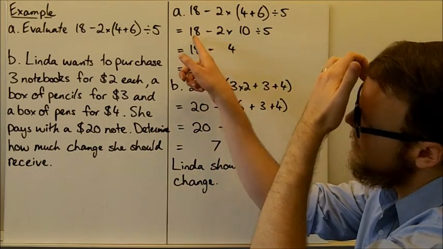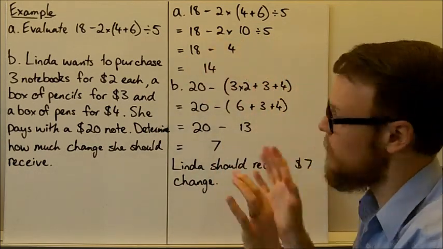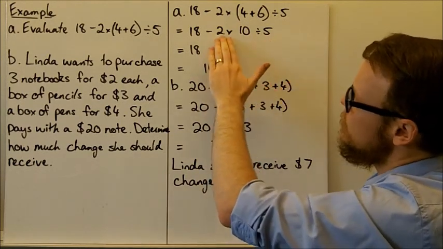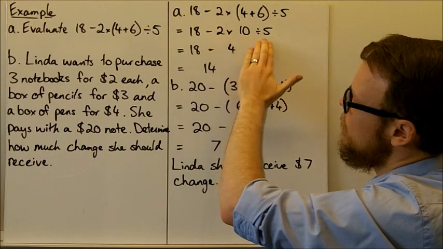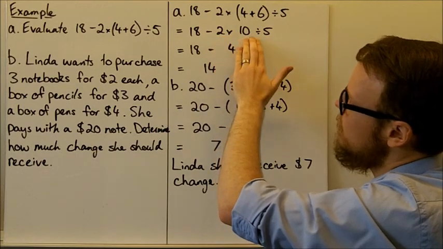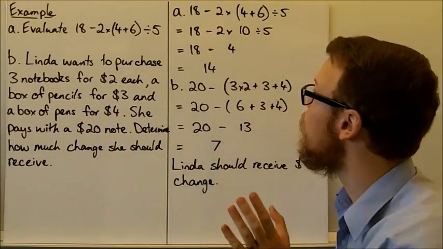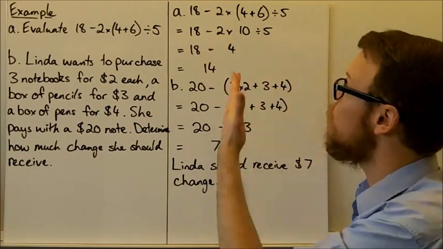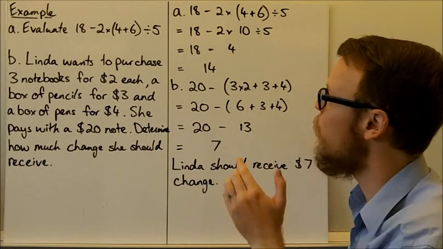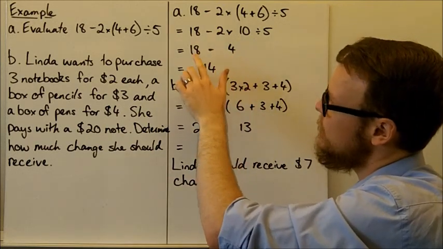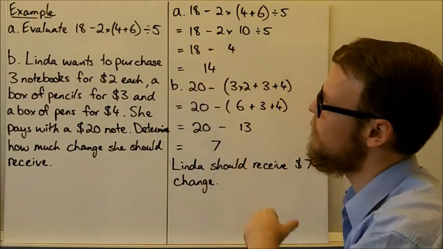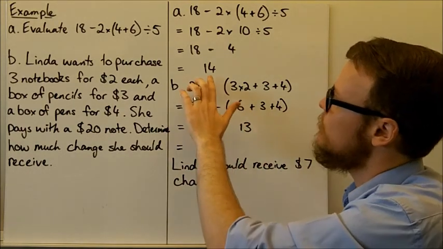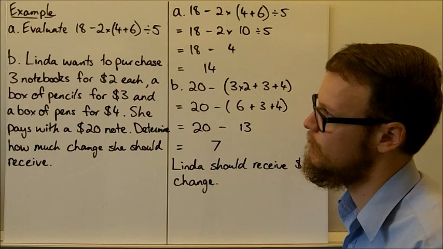In our next line, there are no powers or indices, we're not looking at them today, but we do see multiplication and division. I can see the multiplication and division components that we have here, 2 times 10 divided by 5. So we can just work from left to right. 2 times 10 is 20. 20 divided by 5 is 4. So we can put 4 here. So we're left with 18 minus 4. 18 minus 4 is the only thing we have left, our subtraction there. 18 minus 4 is 14.